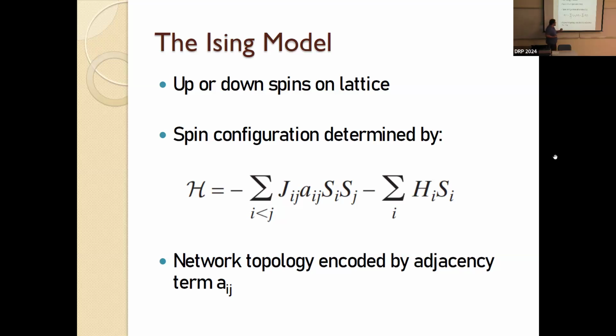And here we have an interaction coupling between two vertices, Jij, and an adjacency matrix, Aij. Especially this Aij term is what encodes network topology. This looks like a very simple term here, but you can have all sorts of fun with it, which I won't have, unfortunately, here. But yeah.